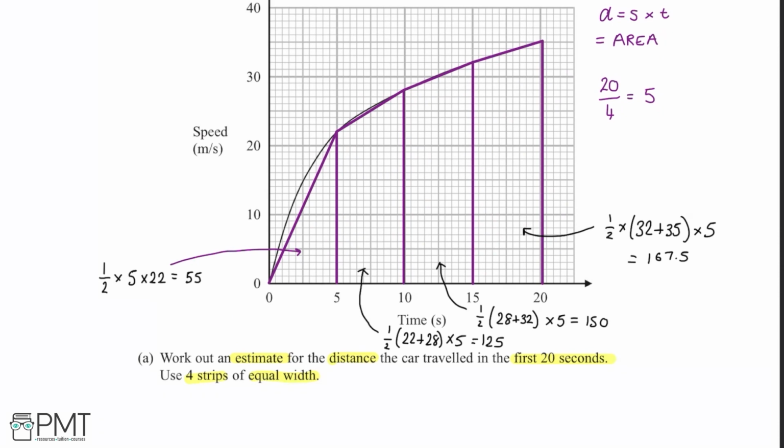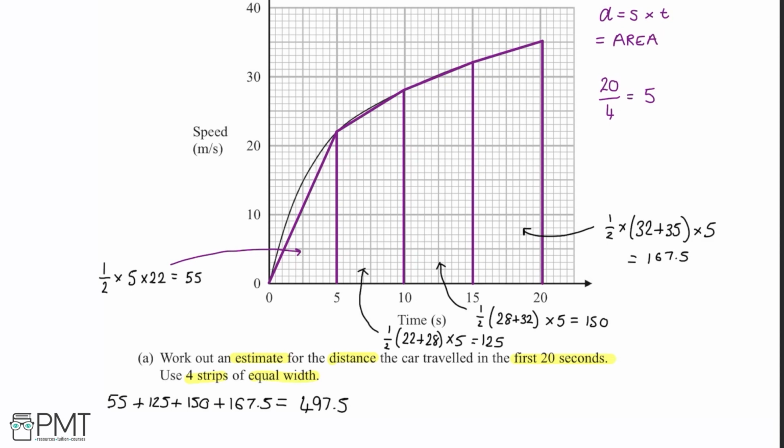Now, to estimate the distance, we just need to find the sum of all of these strips that we've calculated. So 55 plus 125 plus 150 plus 167.5. If we just put that into the calculator, it gives us a final answer of 497.5.